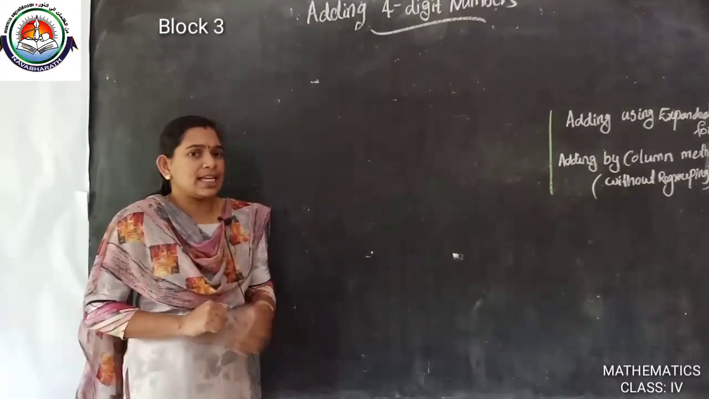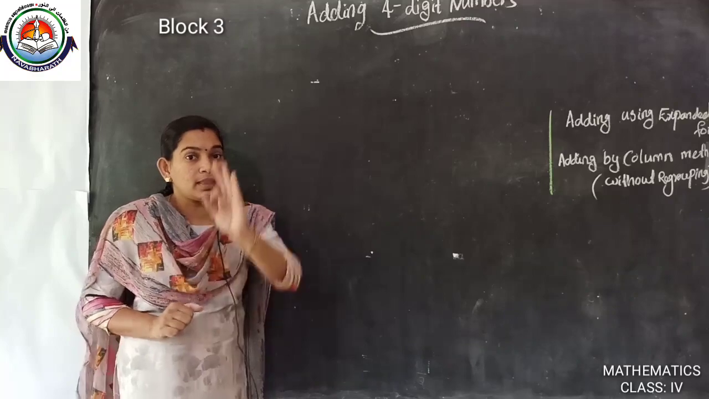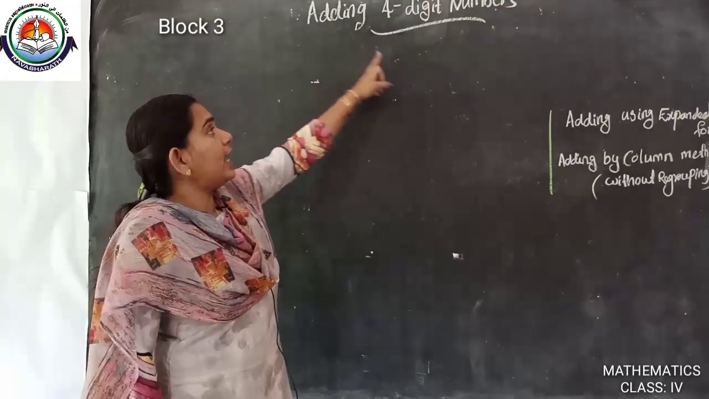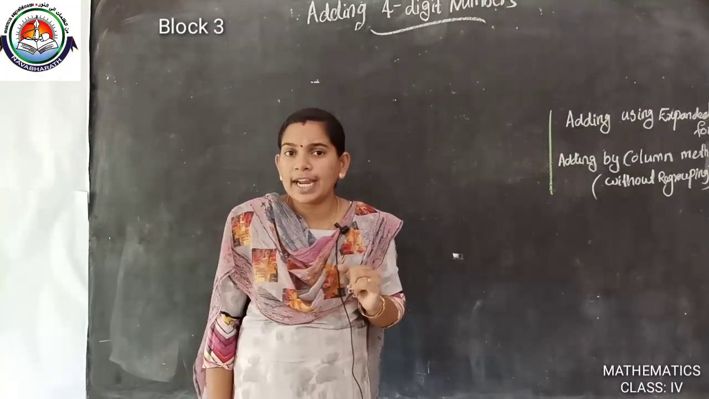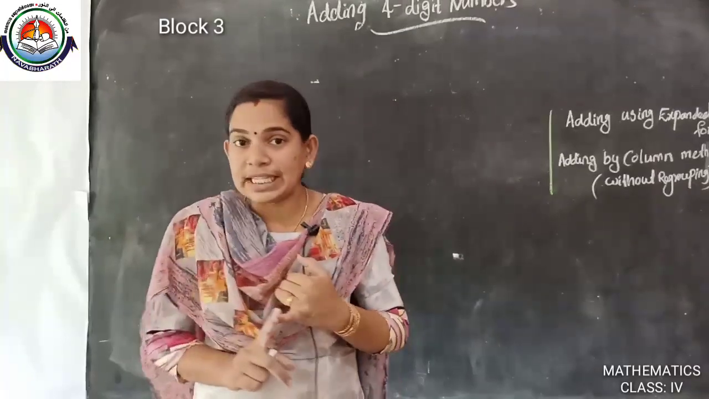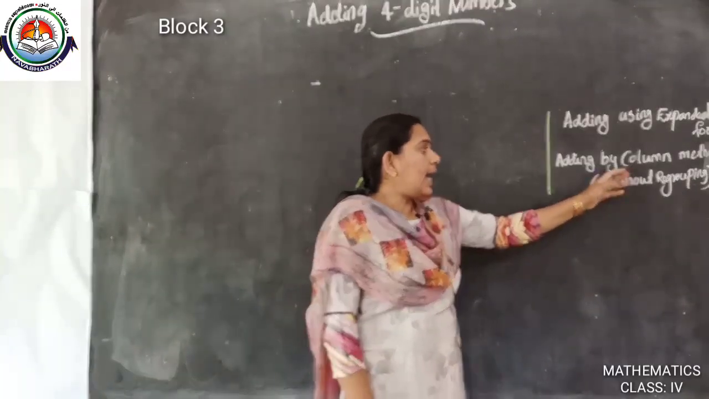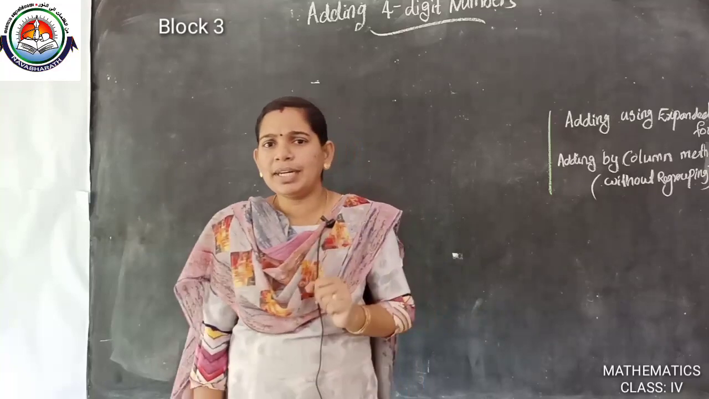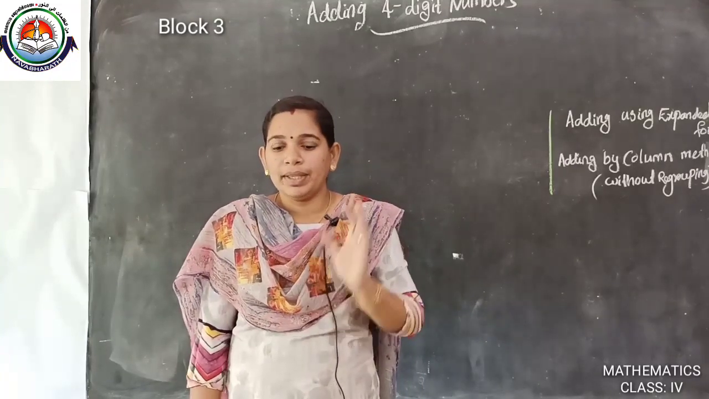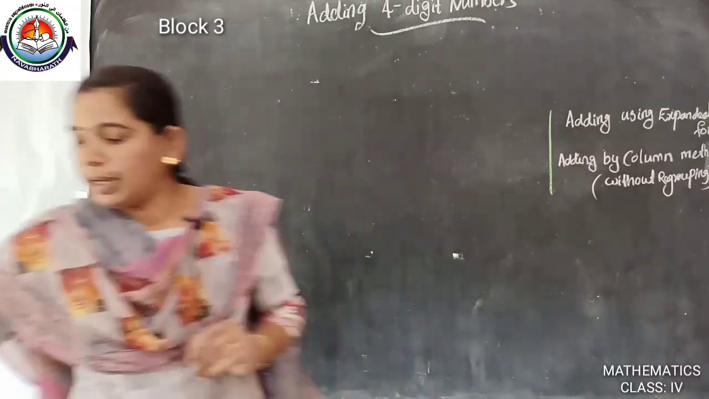In the previous class, what were we discussing? Our third block, adding 4-digit numbers. How do we add 4-digit numbers? Using expanded form and adding by column method. Do you remember? Okay. Then we are doing one problem.